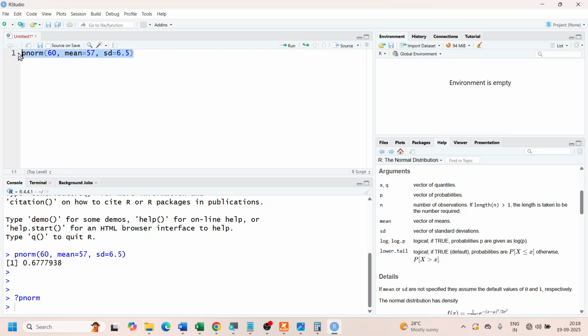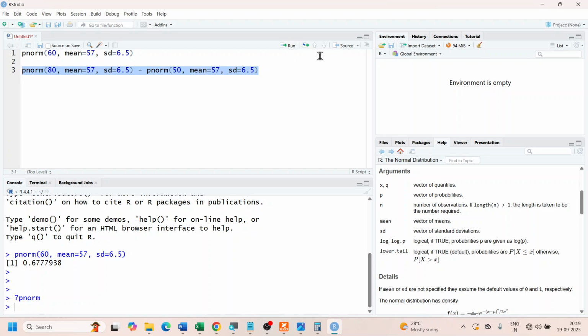I'm not going to write it one more time. So I'm going to write this same function and say probability for 80, the mean and standard deviation remain the same. There is no change. And minus probability for 50. This is what is being asked. Probability for 50. So these two are being asked.